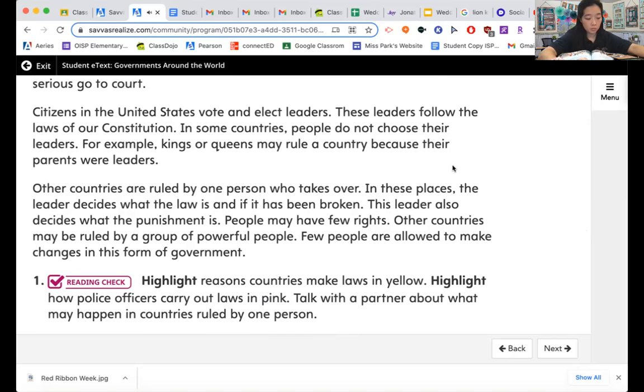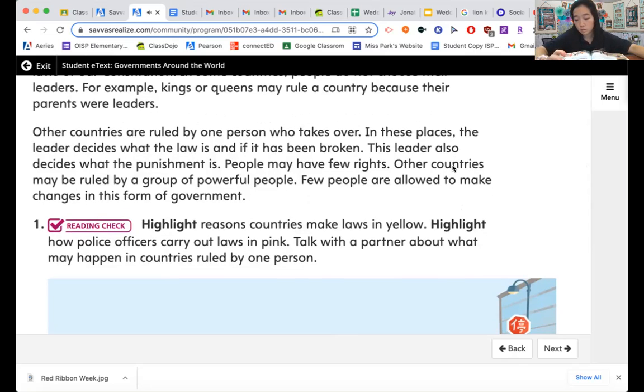Citizens in the United States vote and elect leaders. These leaders follow the laws of our Constitution. In some countries, people do not choose their leaders. For example, kings or queens may rule a country because their parents were leaders. Other countries are ruled by one person who takes over. In these places, the leader decides what the law is and if it has been broken. This leader also decides what the punishment is.